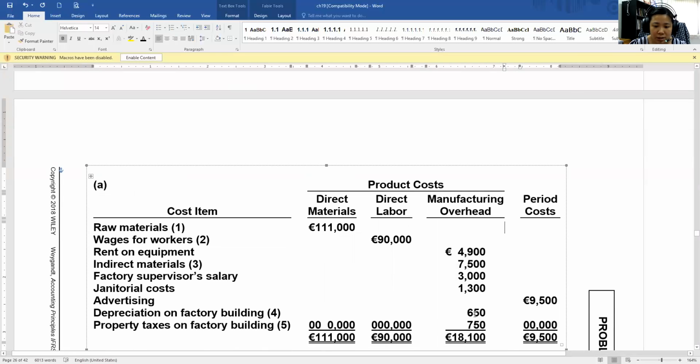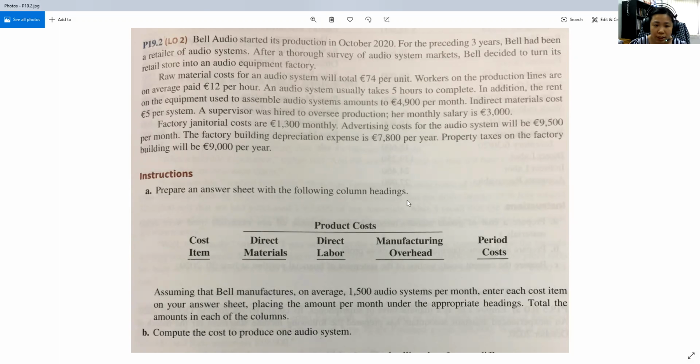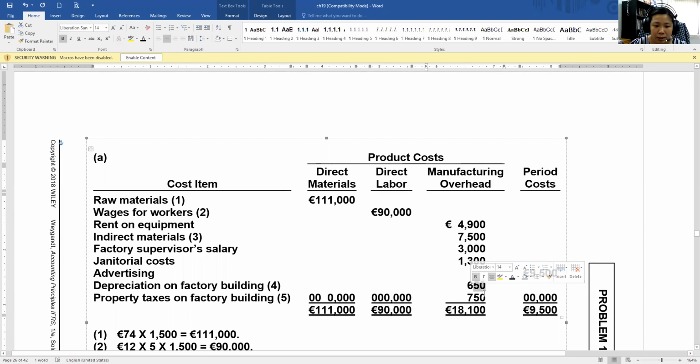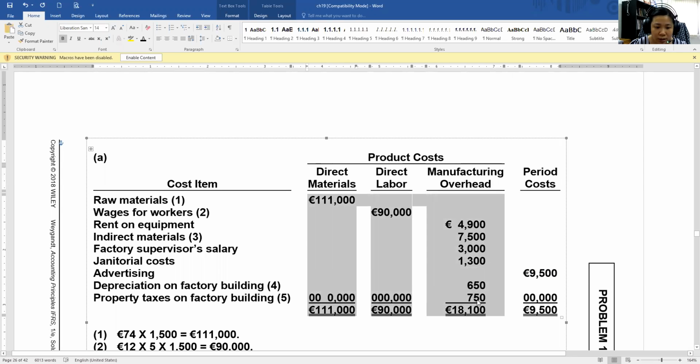And for the depreciation of the factory building, if you read the question, it says here the factory depreciation is 7,800 per year. So how much would it be per month? We have to divide by 12. And also the property taxes on the factory building are 9,000 per year. So we need to divide by 12 to find out how much it would be per month. Okay, so we have 650 per month. And then factory property taxes on the factory building are also 750 per month.